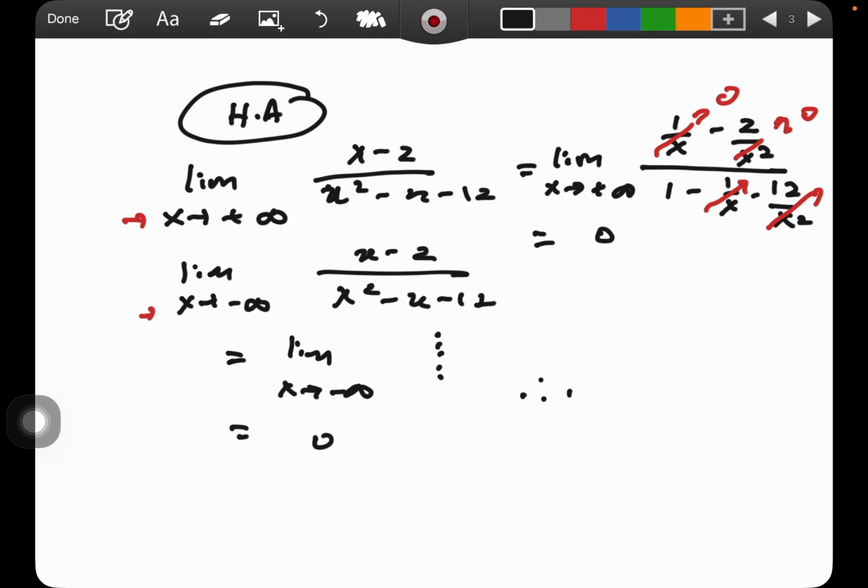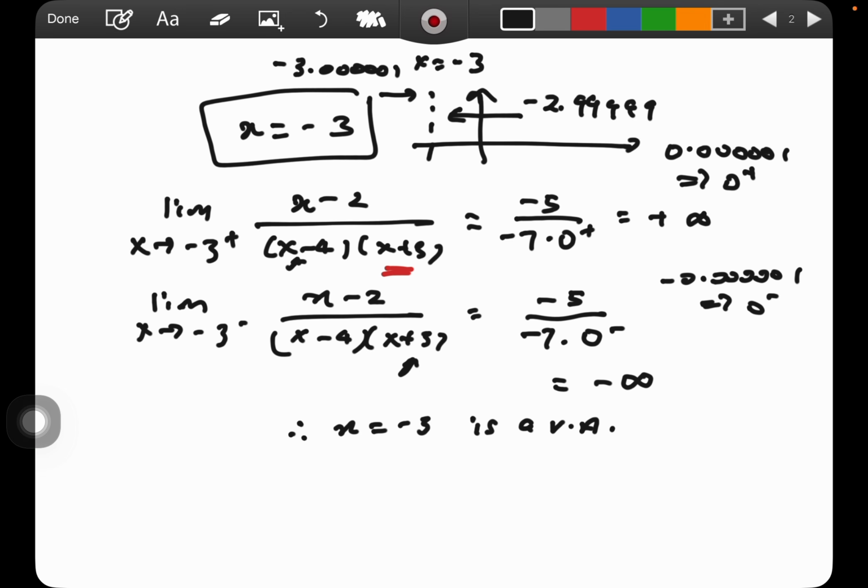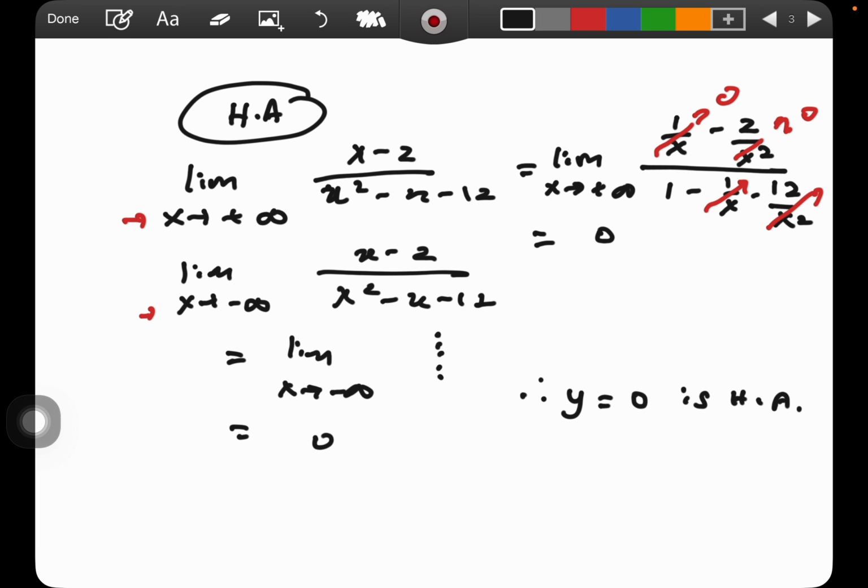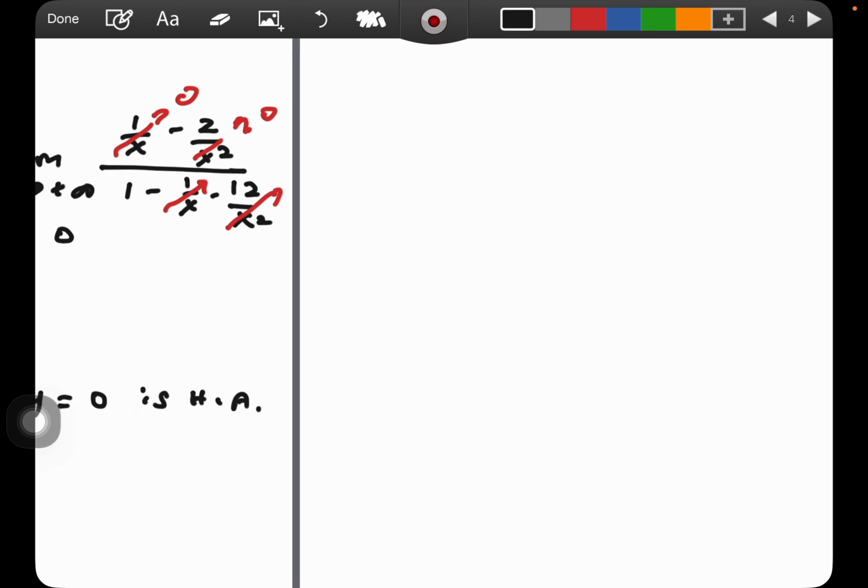So dekat sini kita ada satu sahaja. So y equal to 0 is horizontal asymptote. So jangan confuse. Because vertical asymptote is very clear mah. Is x sama dengan. So untuk horizontal, takkanlah kita guna x sama dengan. Mestilah y sama dengan. Right? Okay, now I got all of them together. So what we do is we can go and draw our graph.